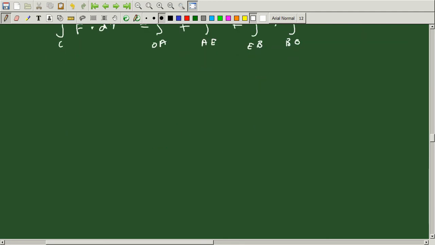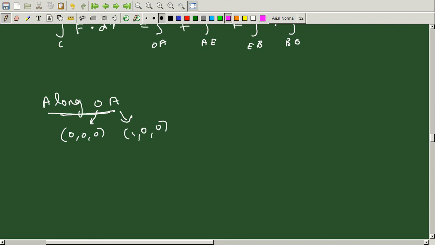Now let's start one by one. First let us start along the OA direction. This is step 1. Along OA, we know the point O is 0, 0, 0, and A is 1, 0, 0. From this, the y value is the same, y equal to 0. So that's why we are writing y equal to 0. And what about the next value which is common? It is z equal to 0.